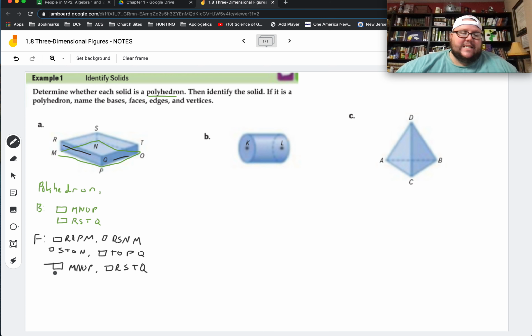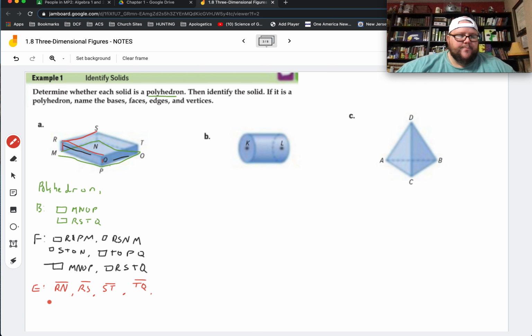Next, we're going to do our edges. We'll do edges in red. Now, our edges, remember, they are lines. So RN, and there's going to be a lot of these. So RN, we have RS, ST. I'm just doing the top for now. TQ.